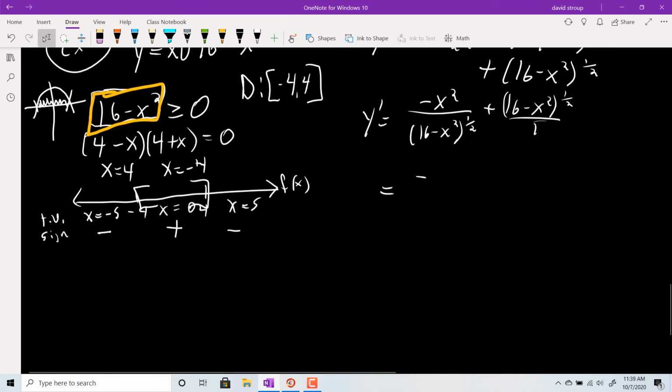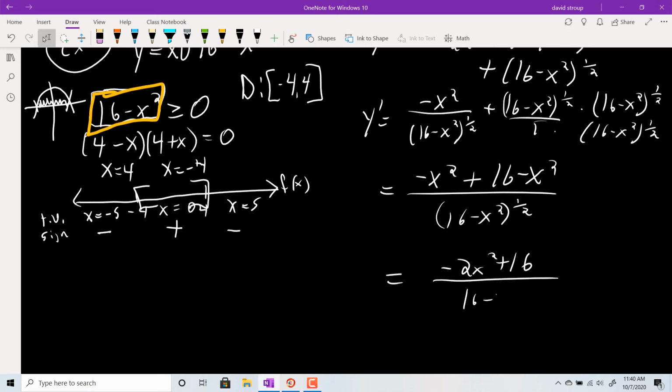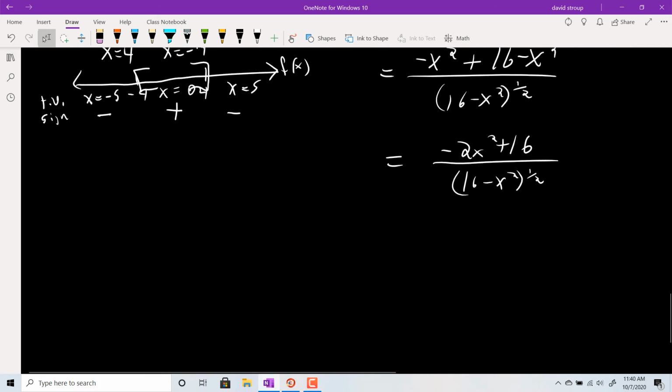Find a common denominator. So on the second guy, I'll multiply top and bottom by 16 minus x squared to the 1/2. This will end up being 16 minus x squared all over 16 minus x squared to the 1/2. And then that'll be negative 2x squared plus 16 all over 16 minus x squared to the 1/2, okay, for the derivative. Okay, I need the critical numbers.